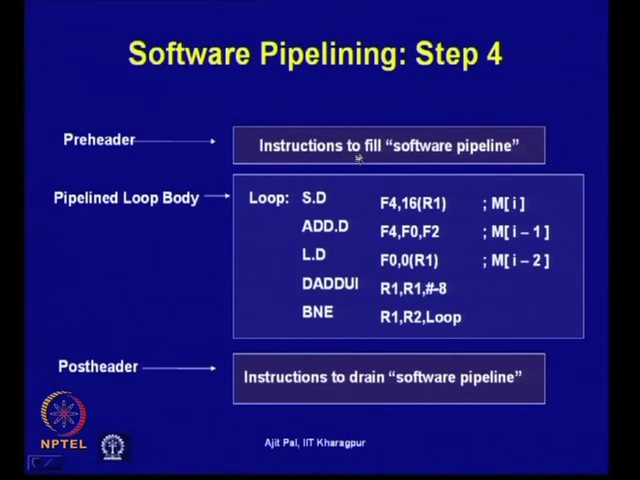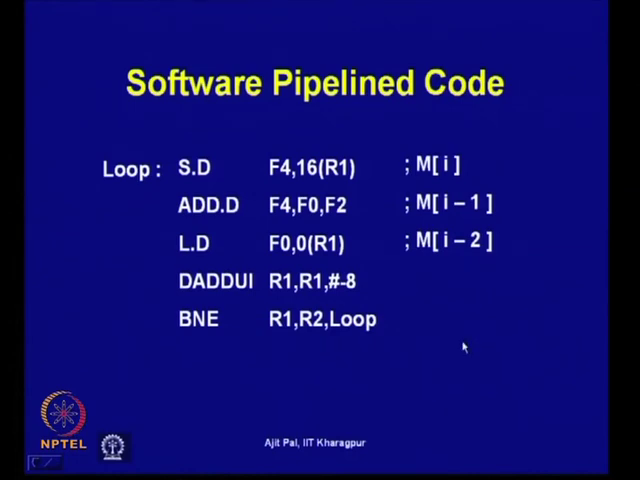So, you have to fill those instructions, and this part, the pre header and post header part, may have a few stalls, but the main body of the loop will not have any stall, because the instructions have been taken from different iterations and they are independent. So, this is the basic idea of the loop body.